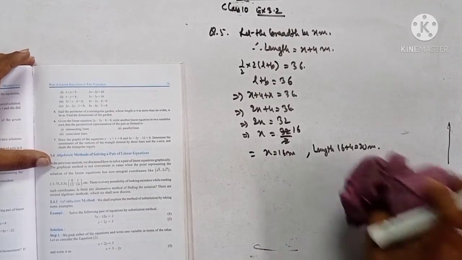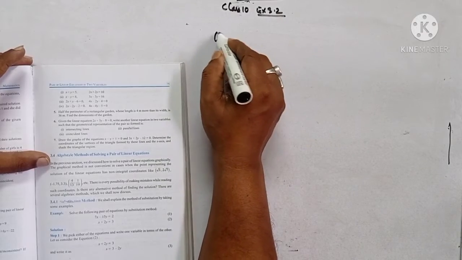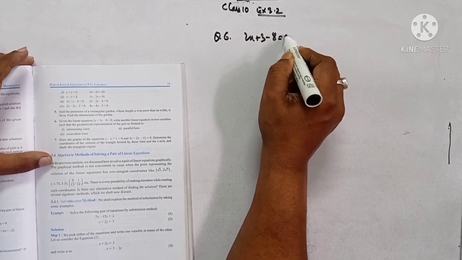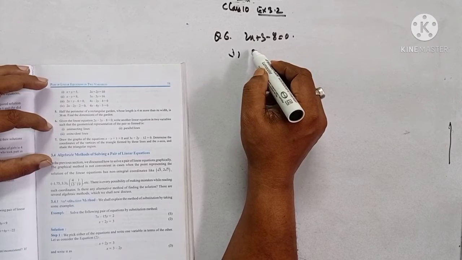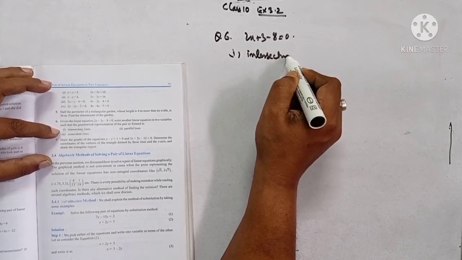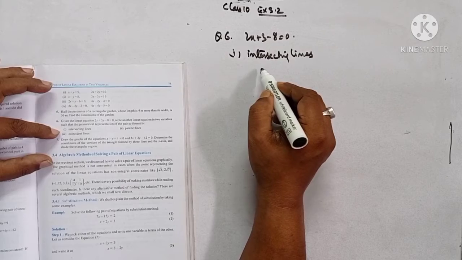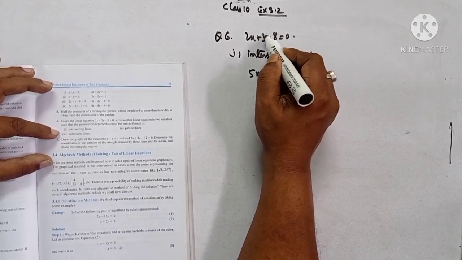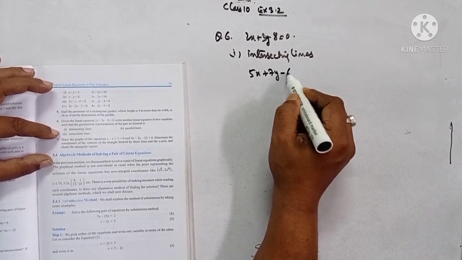So now question number 6. For question number 6, 2x plus 3y minus 8 equal to 0. You have to first give an example of a pair of linear equations for intersecting lines. Let me, you have to take another linear equation. So 5x plus 7y minus 6 equal to 0.